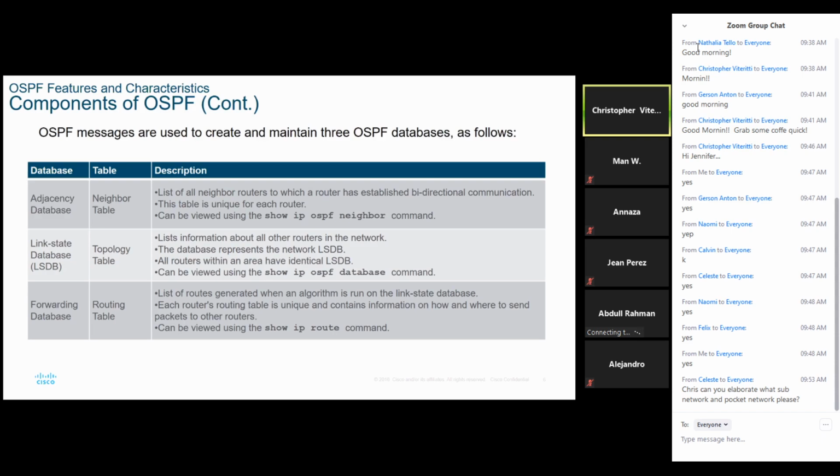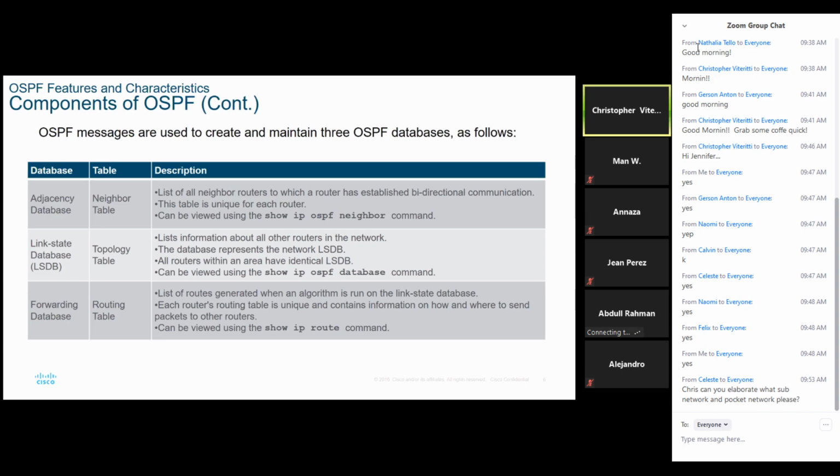The link state database will be identical for all routers within a given area, like area 1. All routers in area 1 will have an identical link state database. However, each router will calculate a unique route to deposit in the routing table because it's based on their perspective of how to reach a given network. Even though the link state database is identical, each router calculates a unique route to reach a destination.